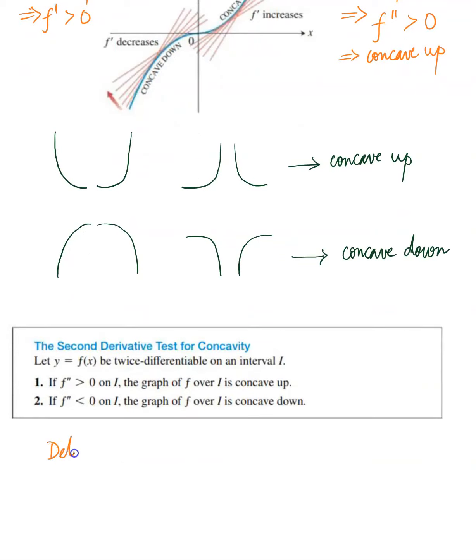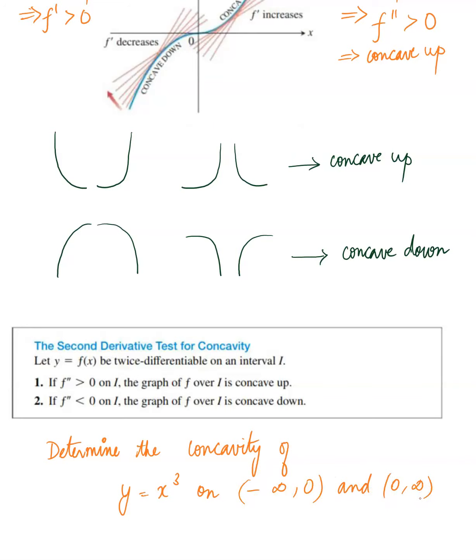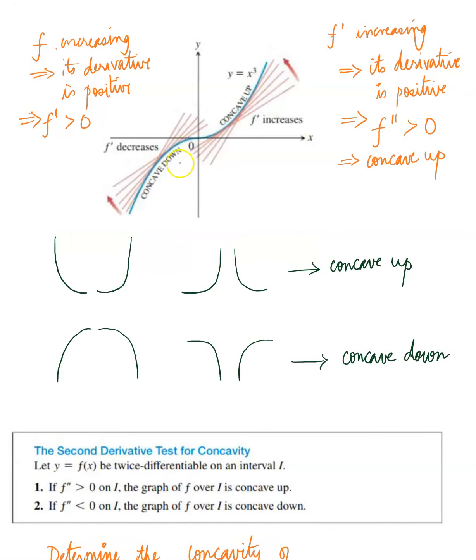So it says, determine the concavity of y equals x cubed on negative infinity to 0 and 0 to infinity. Now we kind of gave away the answer to this, right? From negative infinity to 0, it's concave down from the picture, and 0 to infinity, it's concave up.